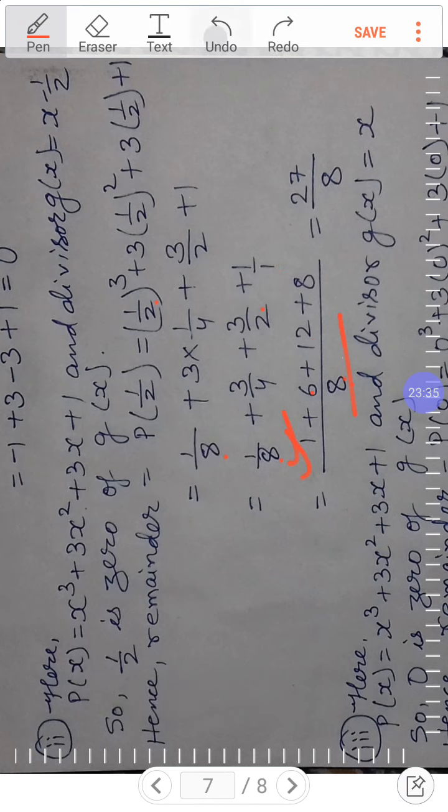So students, what we will be doing is, we will be adding all these. 1 plus 6 is 7, 7 and 12 is 19, and 19 and 8 is 27. So 27 by 8 becomes our remainder. This is how we find the remainder by using the remainder theorem.